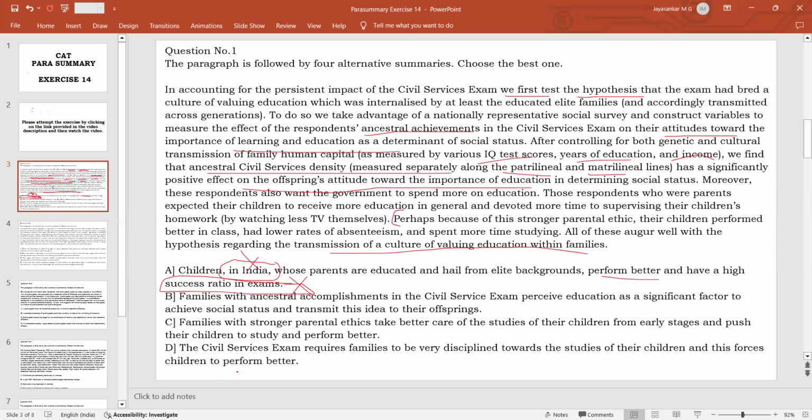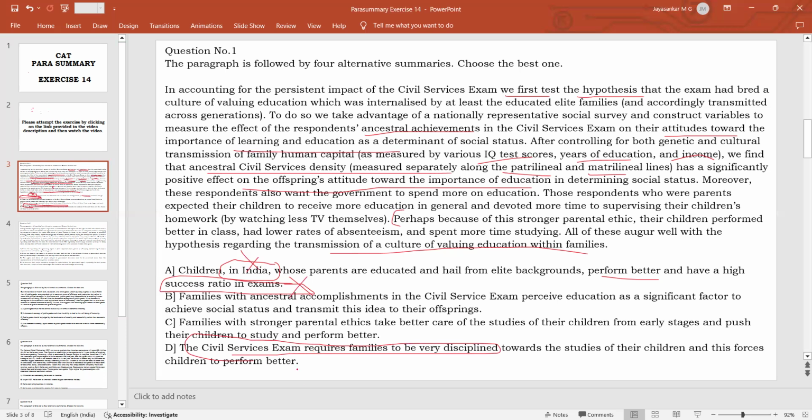So good answer. Option D: the civil service exam requires families to be very disciplined towards the studies of their children, and this forces children to perform better. So it says that in order to write the civil services exam, families become very disciplined towards the studies of their children. The passage is not saying anything about the civil service exam requiring families to be very disciplined. No, it says that because of the influence of the civil service exam, in which some of their ancestors qualified, families realize the importance of education and motivate their children to perform better.